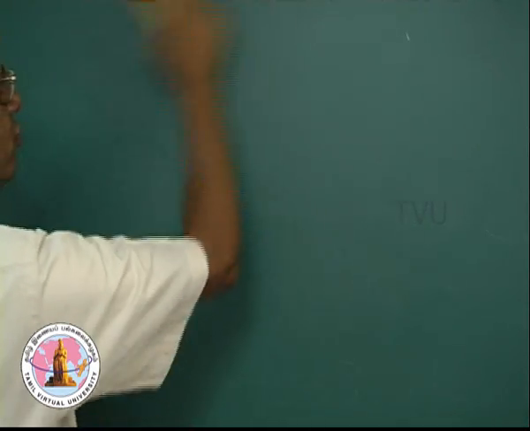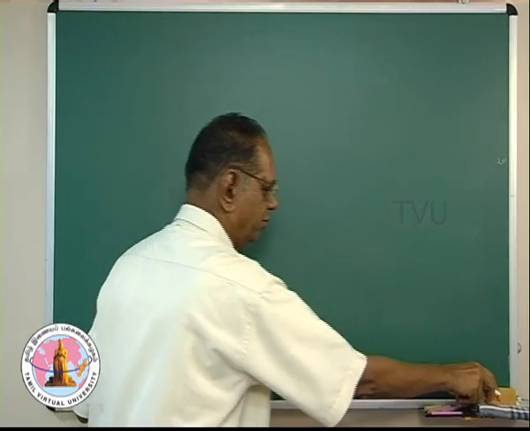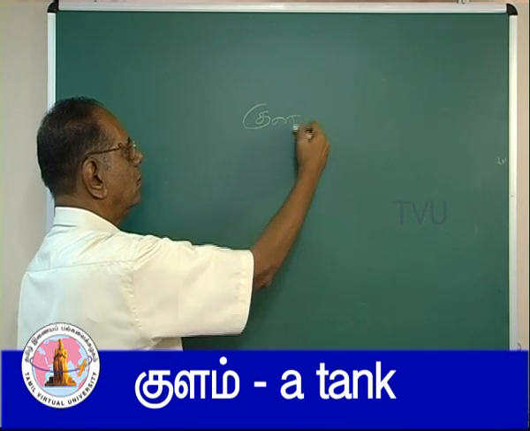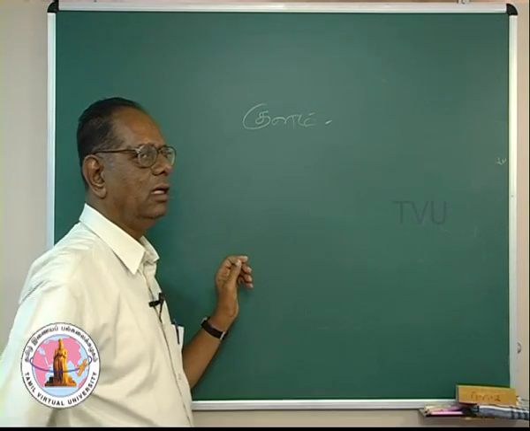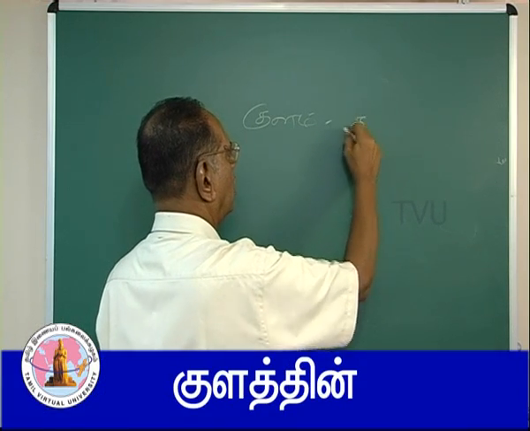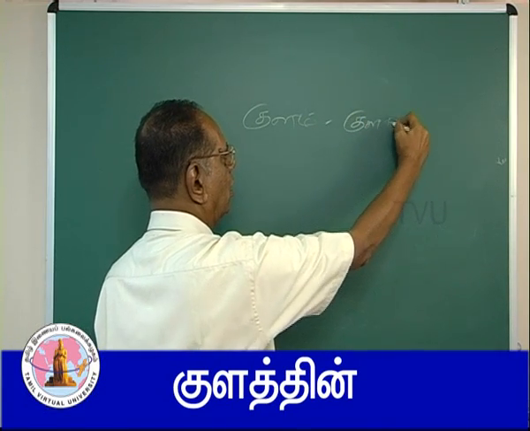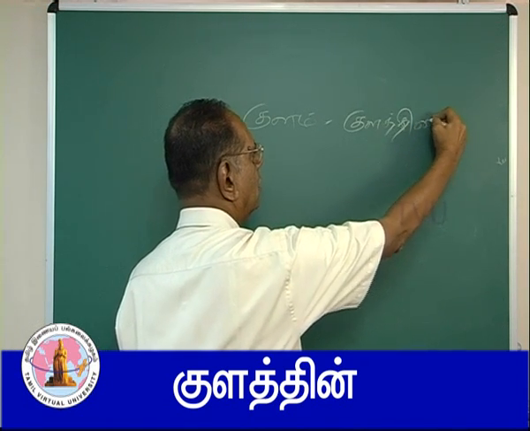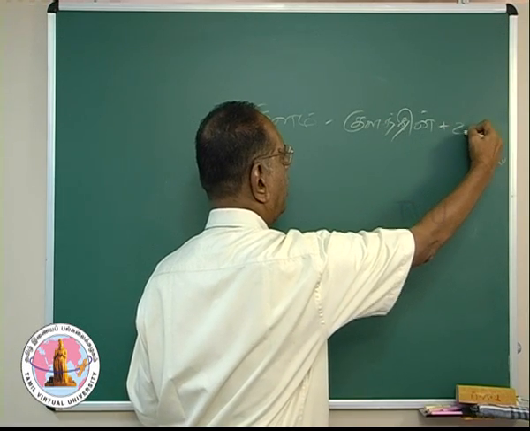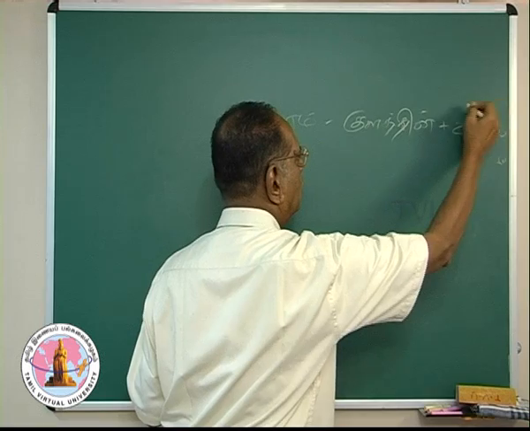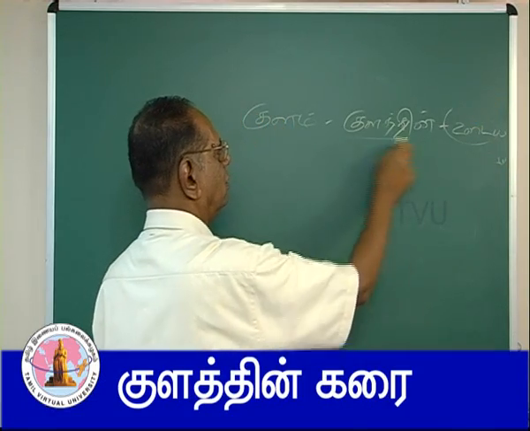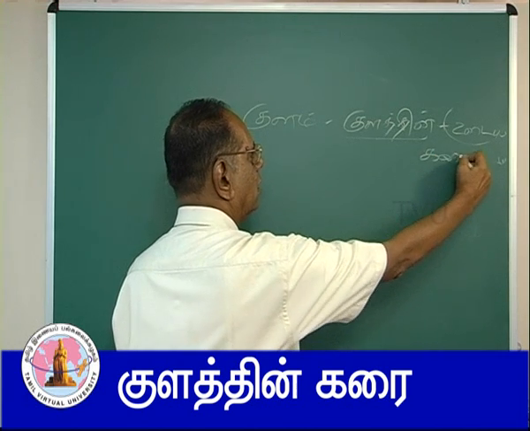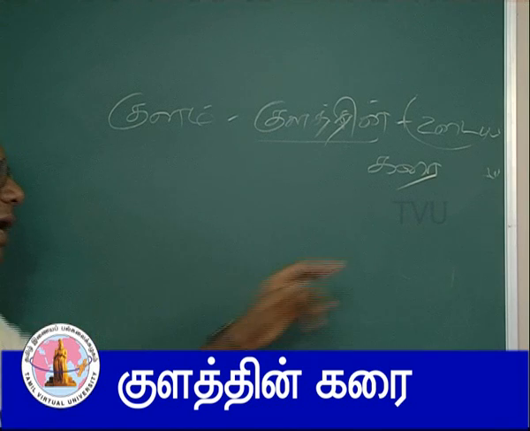The other words of this pattern include kulam, a tank. It becomes kulathin plus udaya. You can forget it. So kulathin, of the tank, kulathin karai, the bank of the tank.